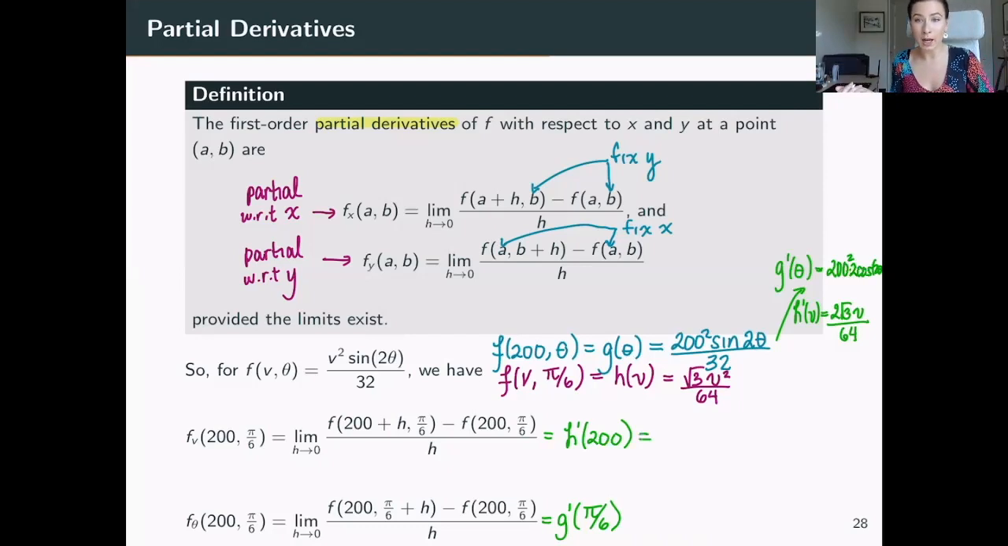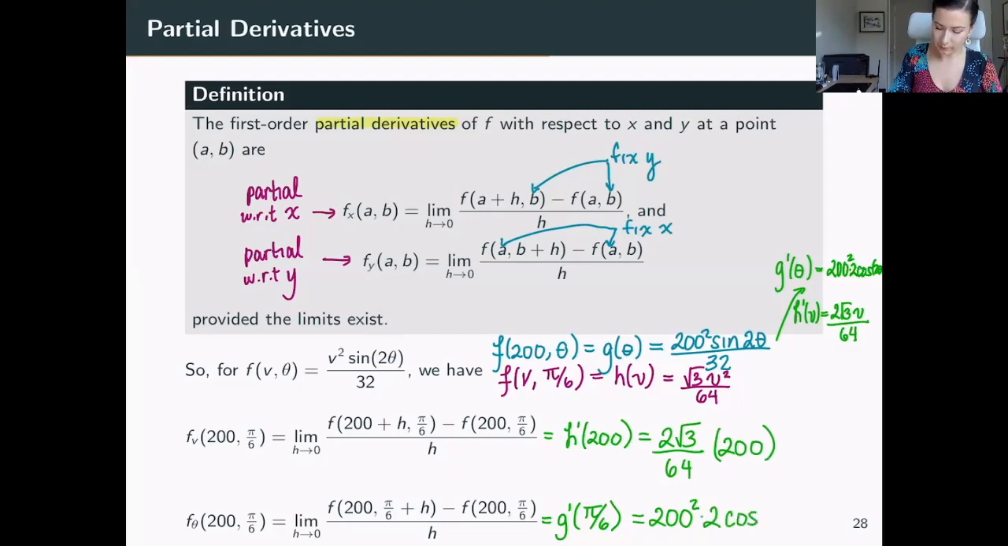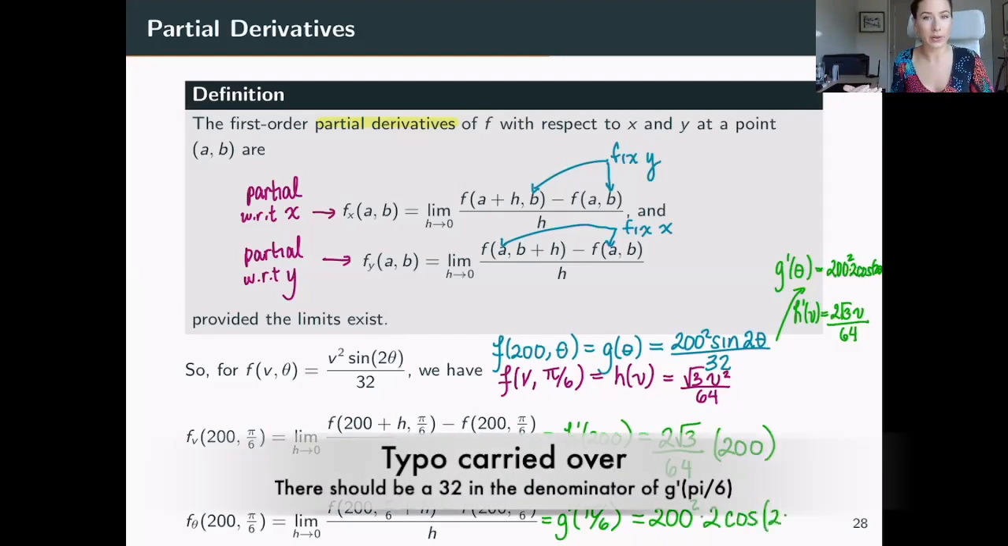So h prime of 200 will be 2 square root of 3 divided by 64 times, we'll have our 200. So there's our v. And then for g prime of pi over 6, we have 200 squared times 2 cosine of 2 times our theta, which is pi over 6.